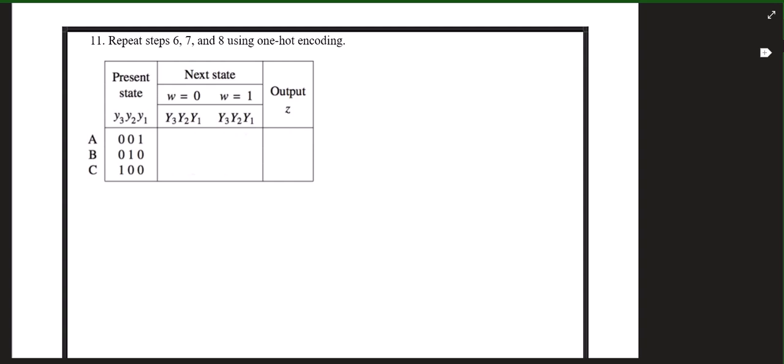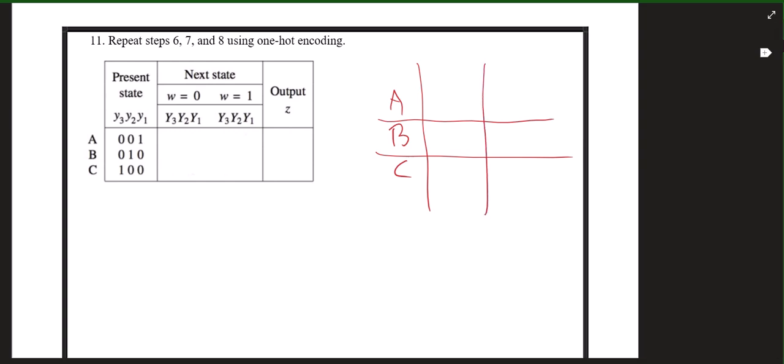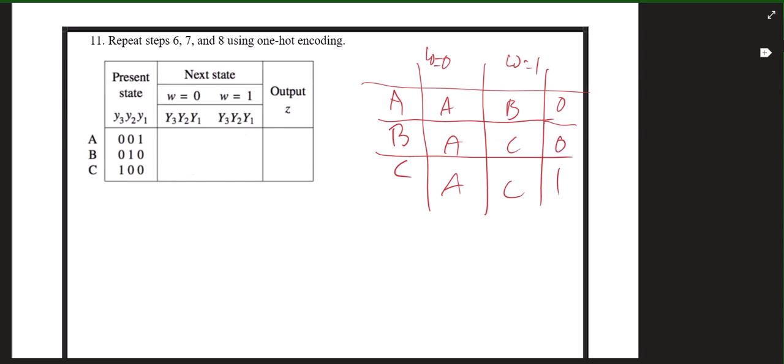And if we remember our state table, which I don't, our state table was... so now we can just fill this in with how they're defined. So A is 0, 0, 1.